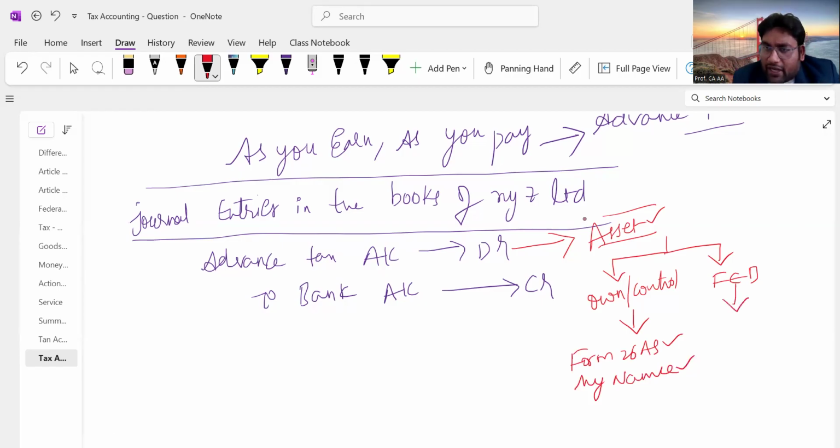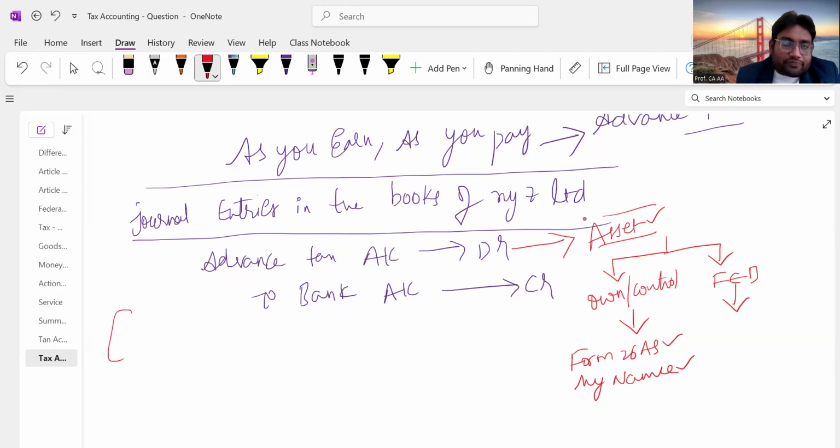So how do I get future economic benefits? Today I am paying, which means tomorrow I need not pay. It is reducing my future tax liability, so I am getting the benefit. That's why I am calling it an asset. So the entry would be advance tax account debit to bank account. The advance tax is an asset. It will stay in the balance sheet.